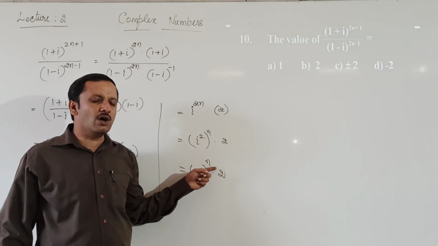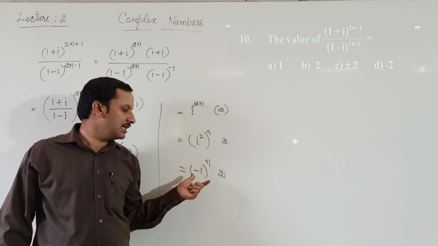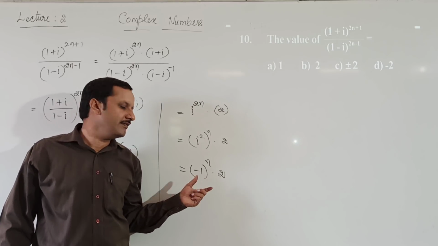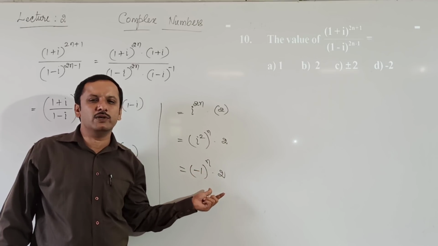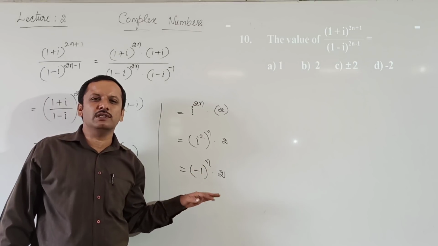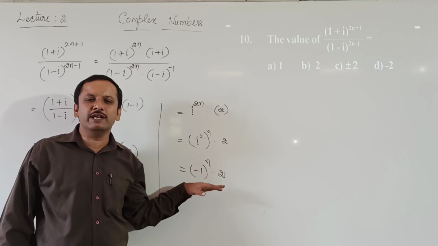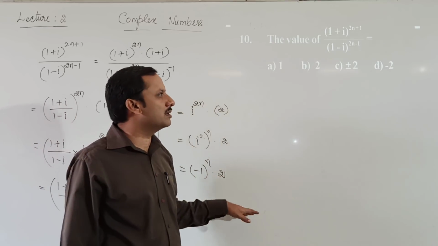Okay. If n is odd, this will be minus 1. If n is even, it will be plus 1. So when n is odd, it will be minus 1, and minus 1 into 2 will give you minus 2. When n is even, minus 1 power an even number will be plus 1, into 2 will give you 2. So in either case, whether n is odd or even, when n is odd it will be minus 2, when n is even it will be plus 2. So the answer is plus or minus 2.